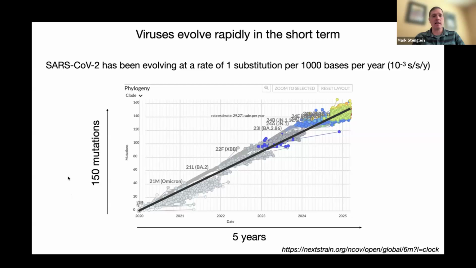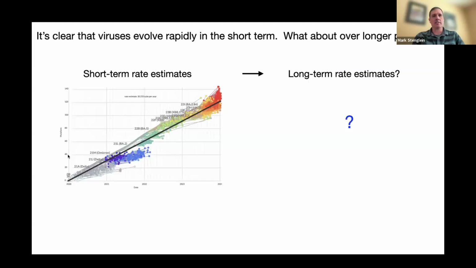So over 5 years of the pandemic, the SARS-CoV-2 genome has accumulated about 150 mutations. That corresponds to an evolutionary rate of about 10 to the minus 3 substitutions per site of the genome per year. And that's the units when we talk about how fast viruses evolve. So it's clear that viruses evolve rapidly in the short term, but evolution is a process that plays out over long time periods as well.